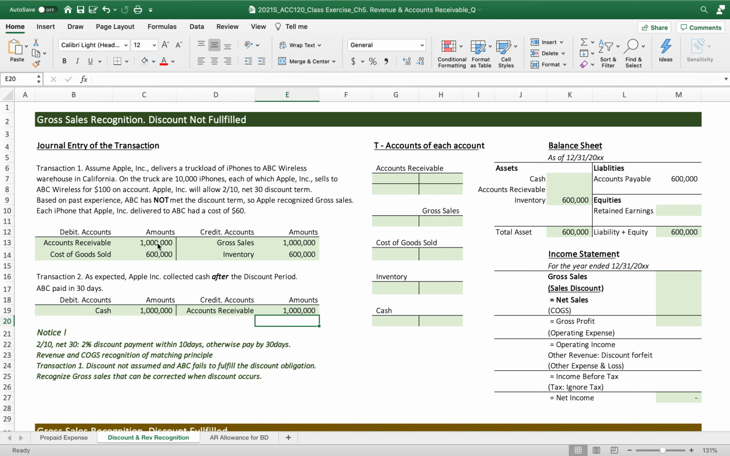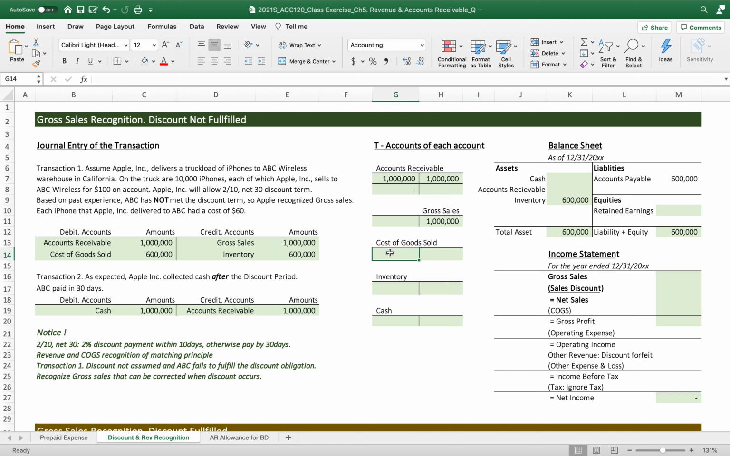This is just a normal transaction, as Apple expected that ABC Wireless would not pay within 10 days to get the discount term. So let's get the balance of each account. Accounts receivable on the debit and credit: the ending balance of accounts receivable is 0. Then gross sales is $1 million, which is the starting point.